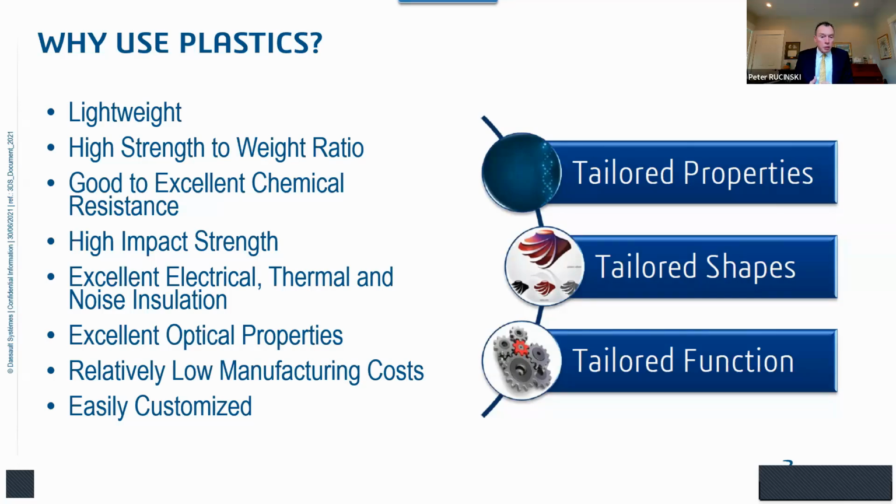Certain plastics have excellent optical properties. Many lens applications today basically wouldn't be possible without the use of optical grade plastics. They have relatively low manufacturing costs compared to some other materials. That's because the temperatures and pressures used to manufacture plastics tend to be lower than those required for other materials. And I'll talk a little bit more about this in a few minutes. Plastics can be very easily customized to meet very specific application requirements of lots of different kinds of products across a very broad range of industries.